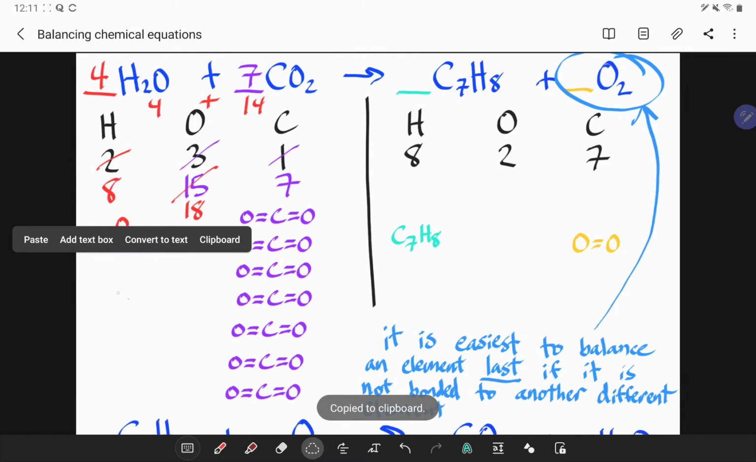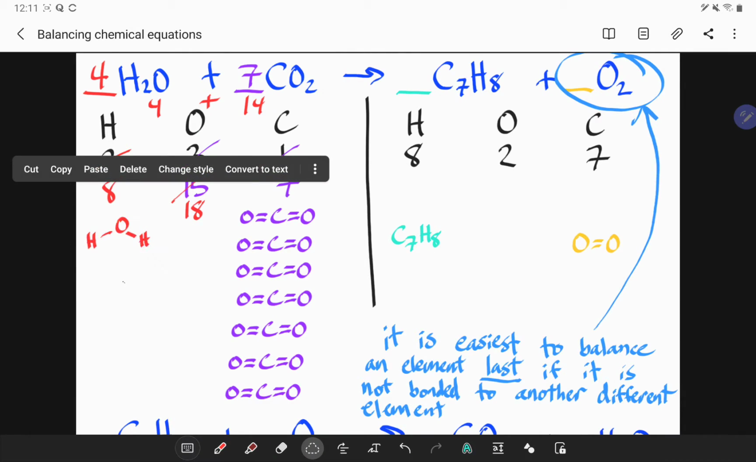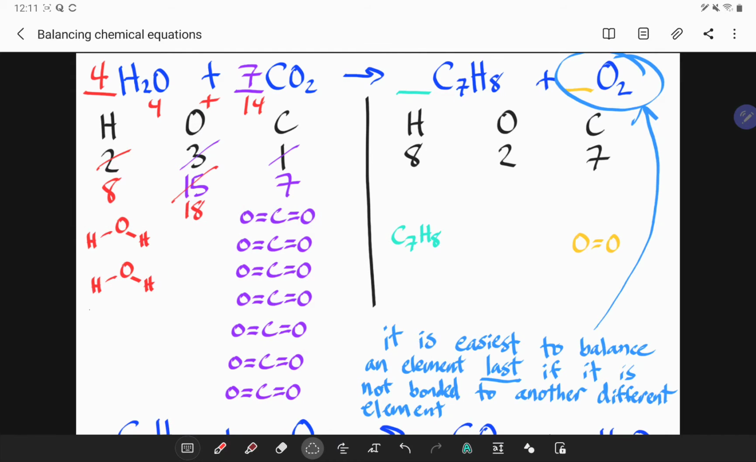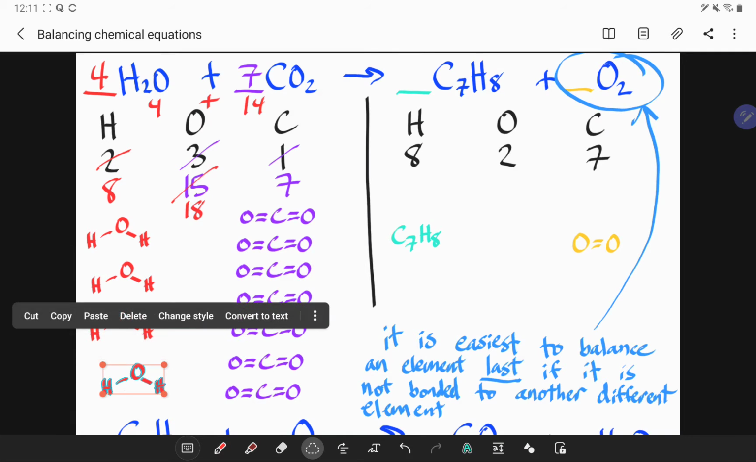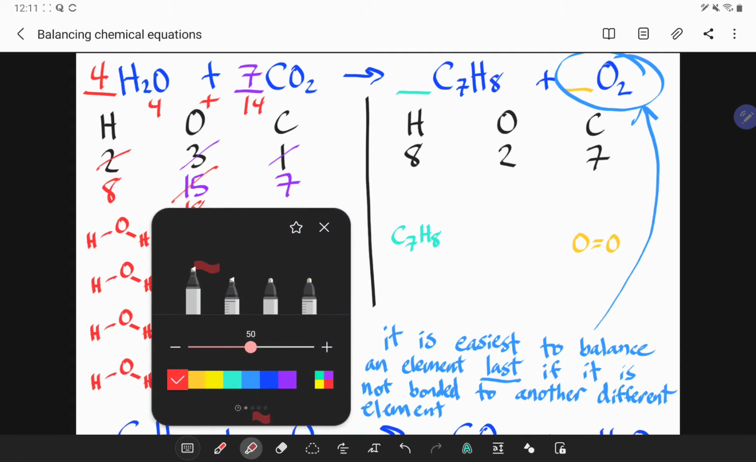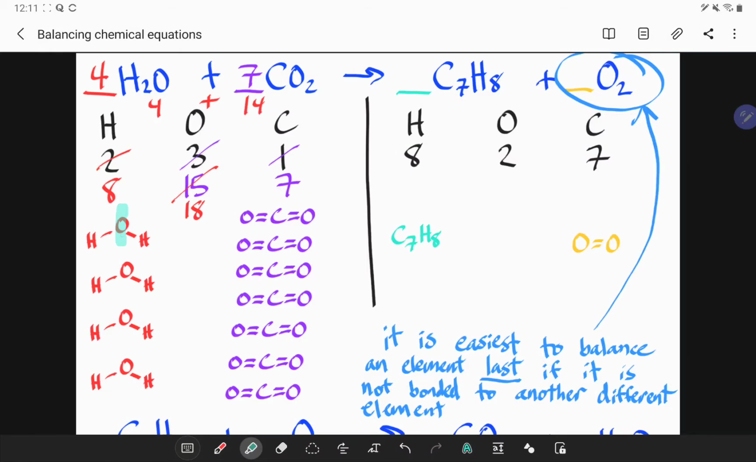So instead of just having one H2O now, I have 2, 3, 4 H2Os. So again, when I count my oxygens now, I have 1, 2, 3, 4, 5, 6, 7, 8, 9, 10, 11, 12, 13, 14, 15, 16, 17, 18. So that's how I get 18 oxygens.